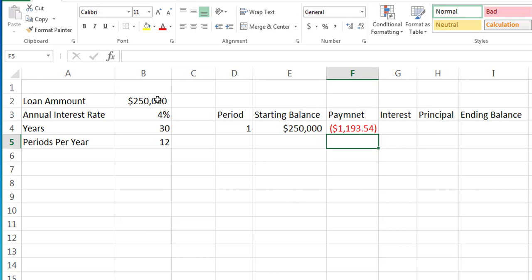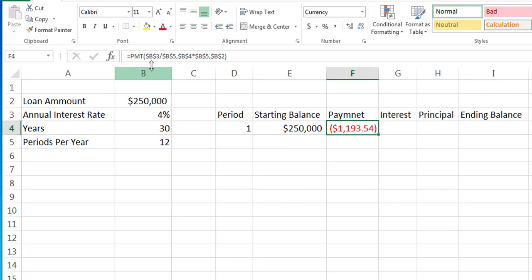Some people don't like leaving negative numbers in their spreadsheet. I'm going to leave it negative because this is a cash flow concept. This is $1,193 that has to leave your checking account and go towards paying off this loan. So I'm just going to leave it how it is for now. I might change it later if I decide that I need to for the setup of my spreadsheet.